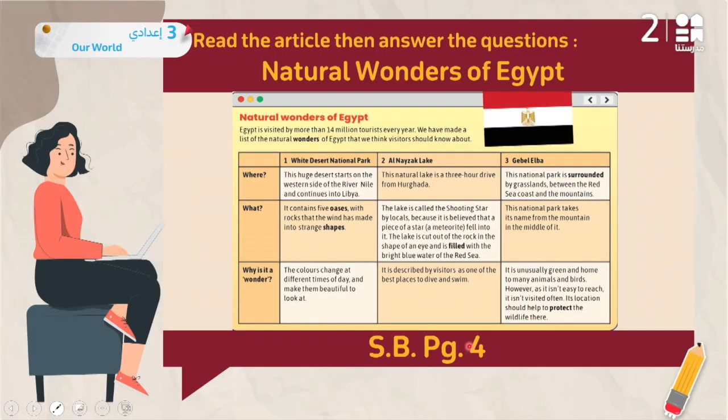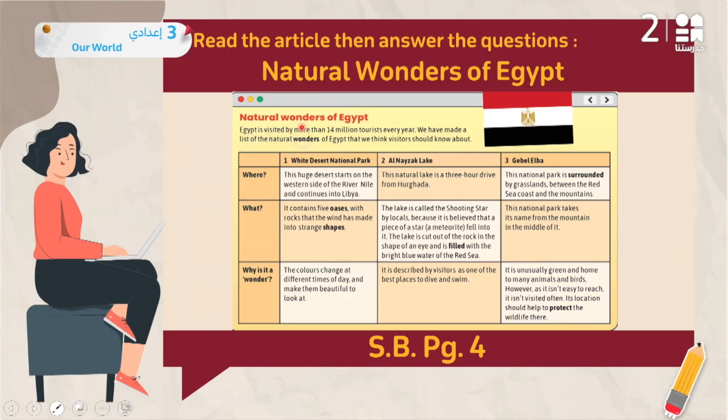الارتكل ده عن natural wonders of Egypt. The meaning of wonders احنا قلنا natural يعني طبيعي. Wonders يعني عجائب. فالعجائب الطبيعية اللي موجودة في مصر. هنقرأ عنها ونحل الأسئلة as we are used to. Natural wonders of Egypt. العجائب الطبيعية في مصر.